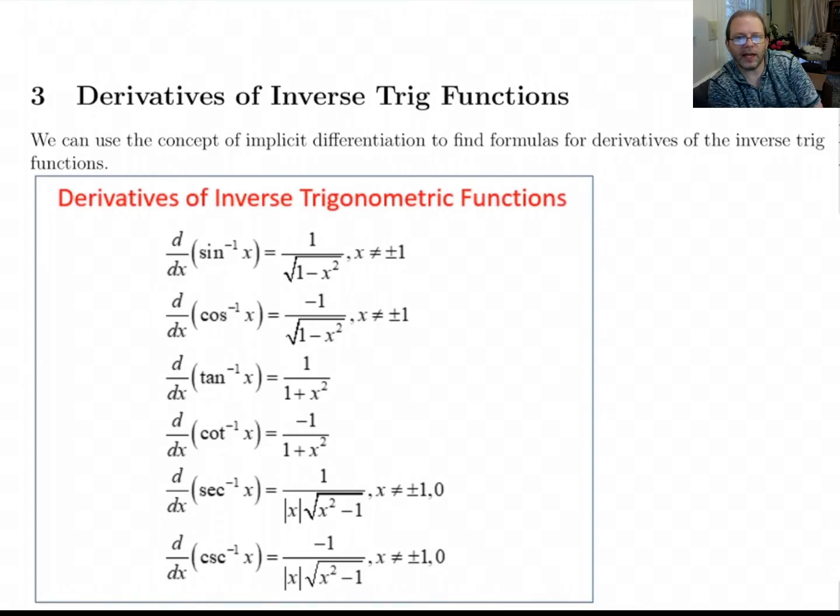All right, the last topic in this chapter is on derivatives of inverse trig functions. So we can use the concept of implicit differentiation to find formulas for the inverse trig functions' derivatives. Now, this is a chart that I just found on the internet that shows you the different formulas for them.